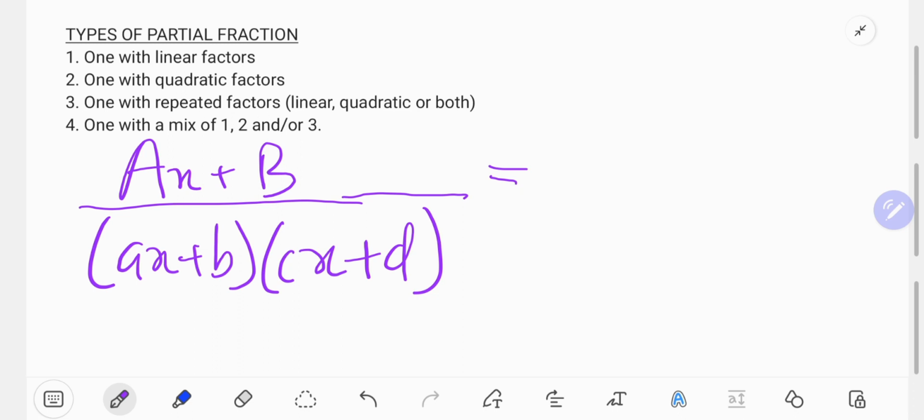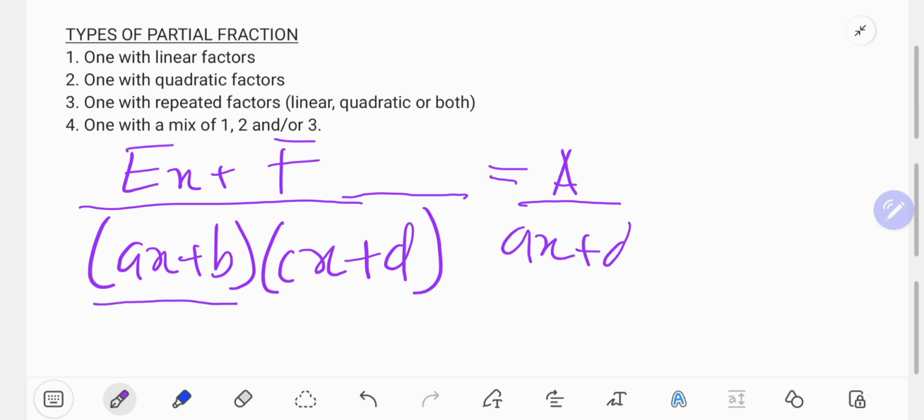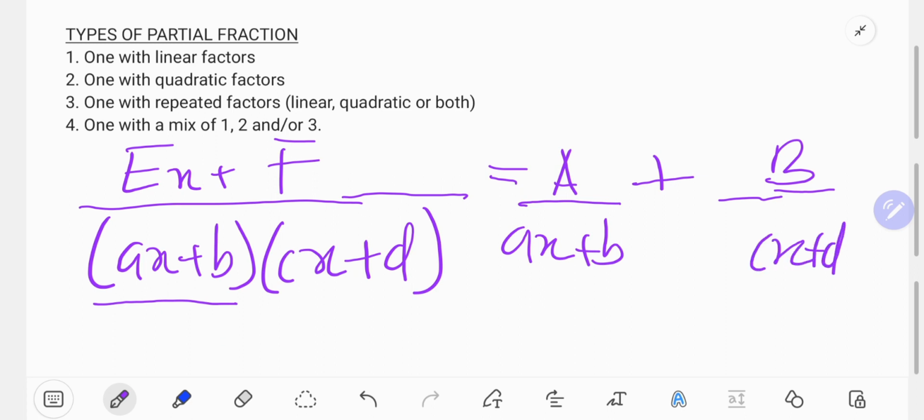It's rather unfortunate I've already used a and b. Let me use different letters over here. So it's always of the form A over the first factor, which is ax plus b, plus B over the next factor, which is cx plus d. Now mind you, x is the only variable in this case. All the other letters are numbers, representing specific numbers. So if you have any fraction of this form and the denominator has linear factors, you can write it in partial fractions of this form.